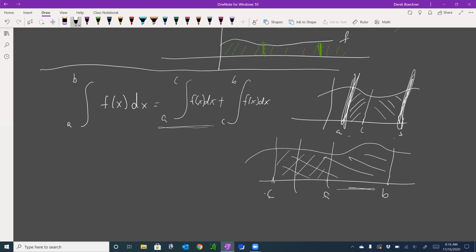Same way it happens if you have c over on this far side too. It all works out no matter where c is, as long as we sign that area depending on what my bounds look like. This equation, this identity, is a really nice identity to work with.